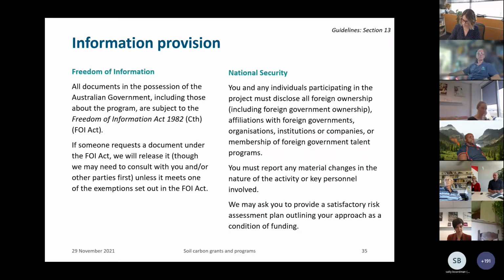Please note that all documents we have are subject to Freedom of Information laws. If a Freedom of Information request is made, the release of documents could occur after consultation with you. Please also note that national security is a priority and you must disclose all foreign ownership and foreign affiliations in submitting an application. Any changes to the project must be reported, and we may ask for a risk assessment plan as a condition of the funding.